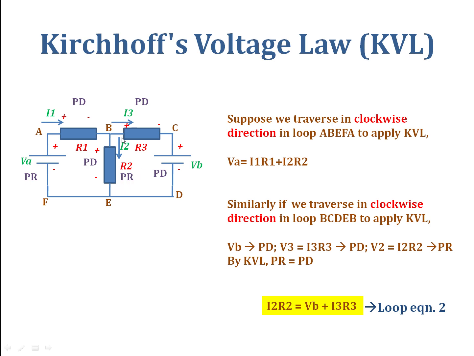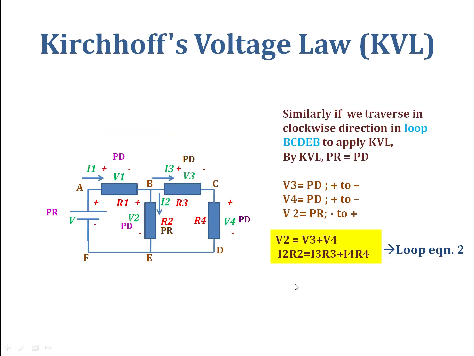Moving on to loop 2, we have the closed path B, C, D, E, B. When we traverse from B to C, you have a potential drop. So V3 is a potential drop. C to D there is a potential drop. So V4 is a potential drop. From D to E there is no circuit element. From E to B again there is a potential rise. And hence we have the equation I2 R2 equal to I3 R3 plus I4 R4. So this is the second loop equation.